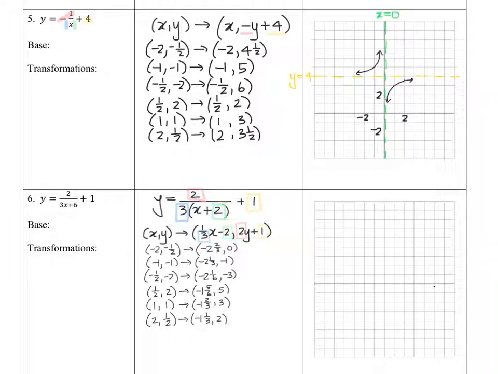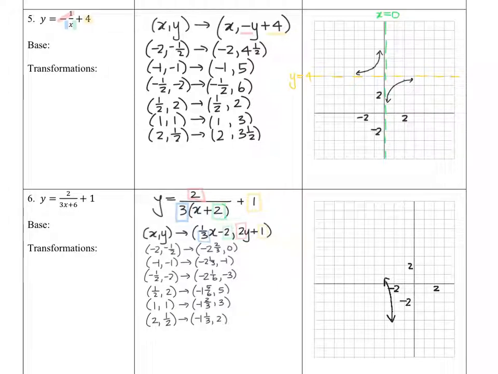So again, once you have your coordinates, okay, number your axes very carefully. So negative 2 and 2/3 and 0, like right there. Negative 2 and 1/3 and negative 1 right there. Negative 2 and 1/6 and negative 3 right there. And that will give us our first arm of our graph, like so.